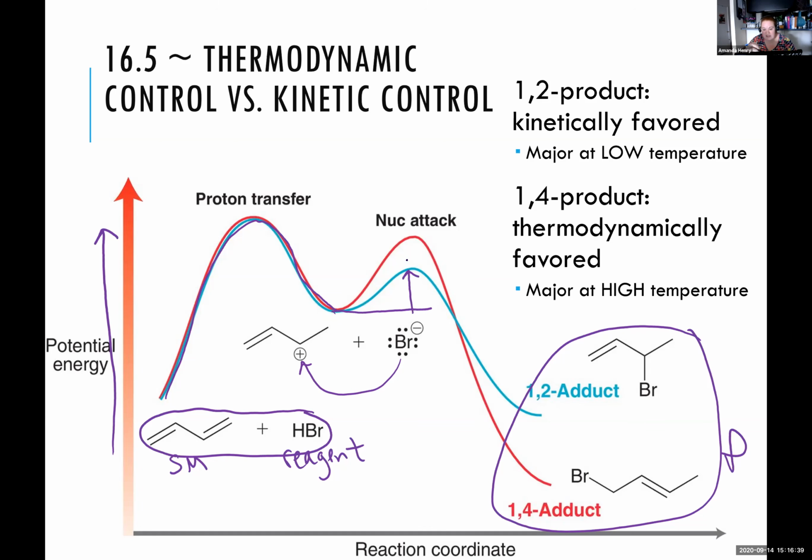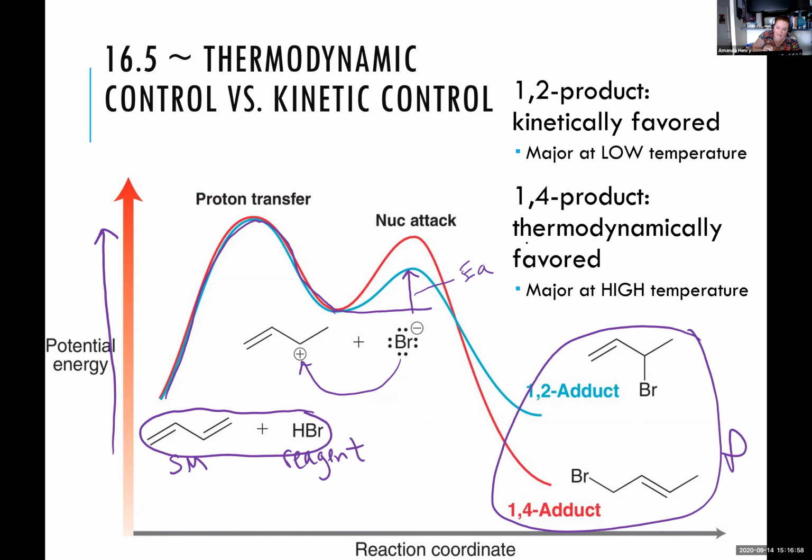So look at the height of the hill. Remember, that's called the activation energy. And so the activation energy for that 1,2 product is a lot lower than the activation energy for the pathway for the 1,4 product. And it's going to come into play.